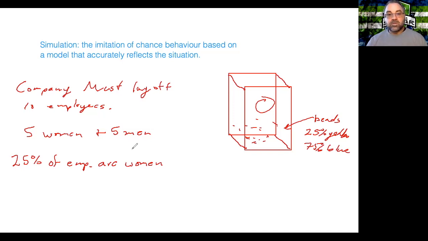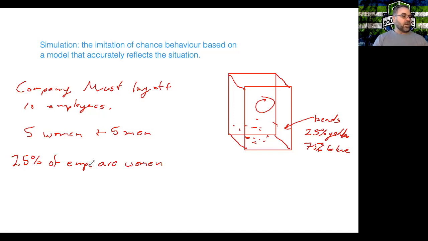Works pretty well. Another way to do it would be to say, well, how about this? We will randomly draw a number between 0 and 99. That's 100 numbers, right? And if the number is anywhere between 0 and 24, that's a woman that got fired. And if it's from 25 to 99, that's a man that got fired. And we could randomly draw numbers using a calculator, using random.org or whatever. The idea is that the simulation is designed to have the exact same probabilities as described in the problem.